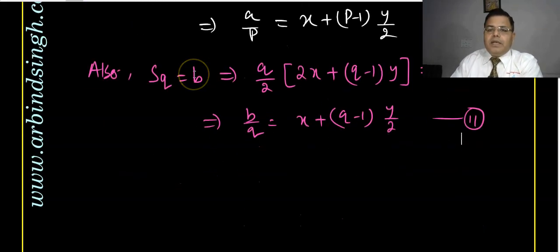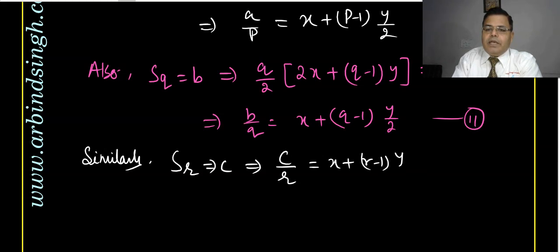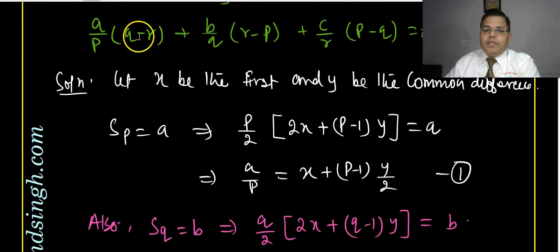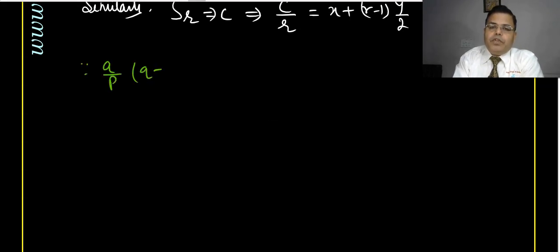And similarly, Sr is equal to c. This implies c by r is equal to x plus (r minus 1) into y by 2. Now putting all these in the LHS, multiply a by p into (q minus r). Now from the question, a by p into (q minus r) plus b by q into (r minus p) plus c by r into (p minus q).